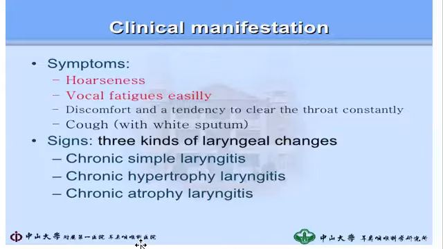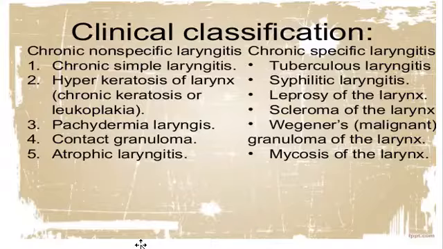The symptoms include hoarseness, vocal fatigue easily, discomfort, and a tendency to clear the throat constantly, cough with white sputum. The signs may be just three kinds of laryngeal changes. There are many interesting classifications, but one of them includes chronic simple laryngitis, chronic hypertrophic laryngitis, and atrophic laryngitis.